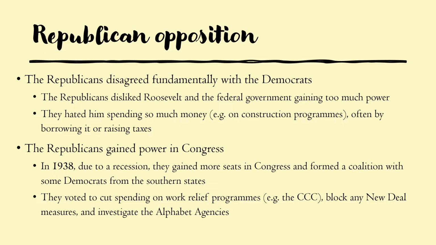And this group voted to cut spending on work relief programs. So, for example, the CCC, which had given 500,000 jobs to unemployed young people. They also blocked any further New Deal measures and wanted to investigate some of the alphabet agencies for having too much power.